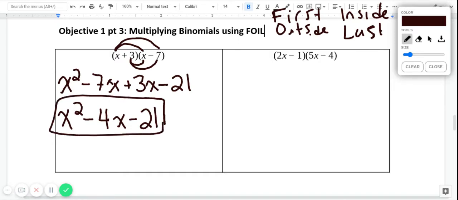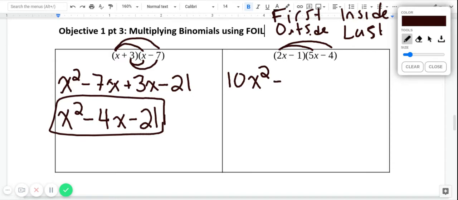Now this one, we do the same thing. So we take the 2x times the 5x, and then the 2x times the -4. So 2x times 5x, that's 2 times 5, which is 10, and x times x, which is x squared.